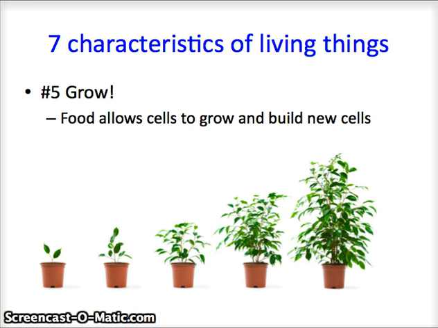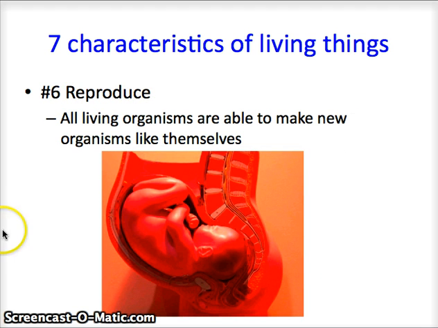Can anyone guess what the last 2 are? What we have left? So number 6 is reproduction. All living organisms have to be able to make new organisms like themselves, or species would just die out, right? If there was no way to reproduce and make new individuals, pretty soon the species would have no way to continue, right? So every single living organism has to have a way to reproduce, to make new organisms.